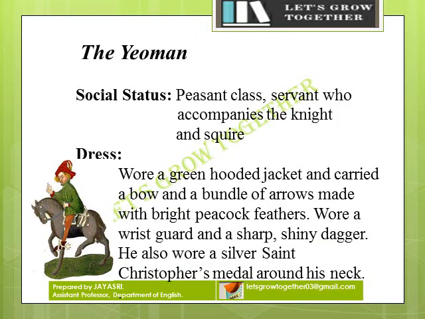Next, the yeoman. He belongs to the peasant class, a servant who accompanies the knight and squire. He wore a green hooded jacket, and carried a bow and a bundle of arrows, made with bright peacock feathers. He also wore a wrist guard and a sharp, shiny dagger. He also wore a silver St. Christopher's medal around his neck.